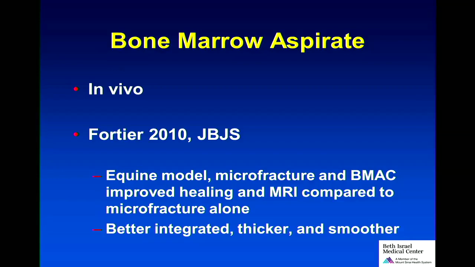Fortier has studied this in horse models and has found improved healing with microfracture and bone marrow aspirate in terms of the cartilage histology, as well as MRI findings, compared to just microfracture alone. Found that it was a better integrated and thicker and smoother cartilage.